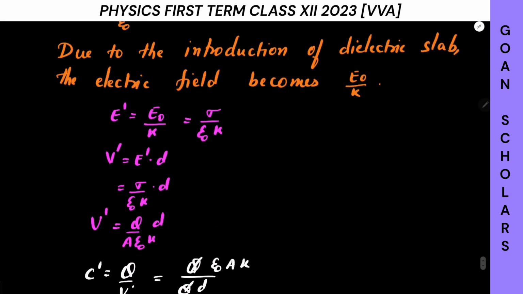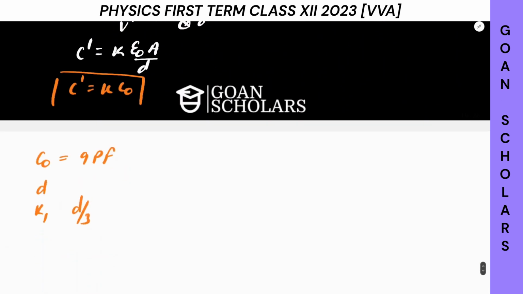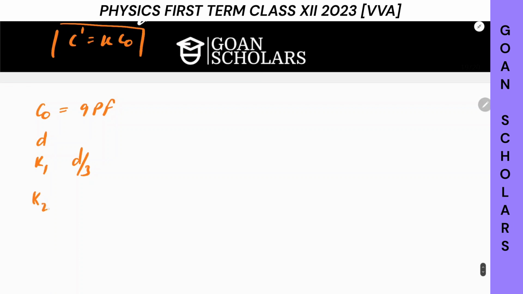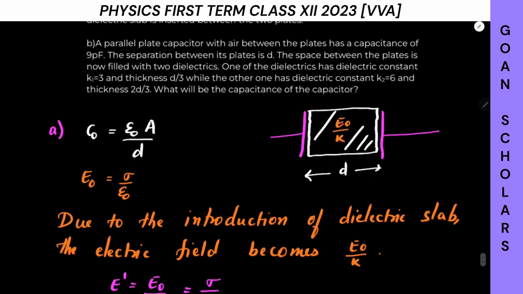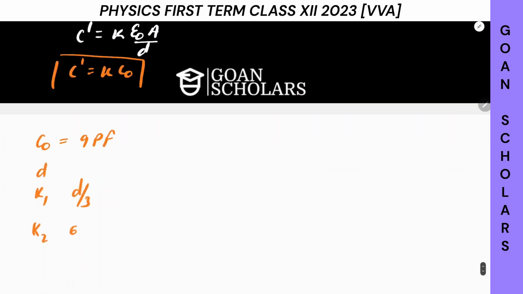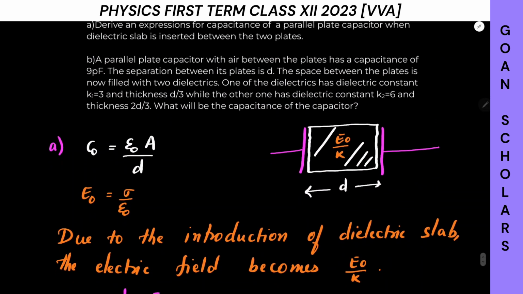We will draw a diagram within a minute. The other one has dielectric constant K2, which is equal to 6. K2 is equal to 6, and K1 is how much? K1 is 3. And this is 2D by 3. What will be the capacitance of the capacitor?